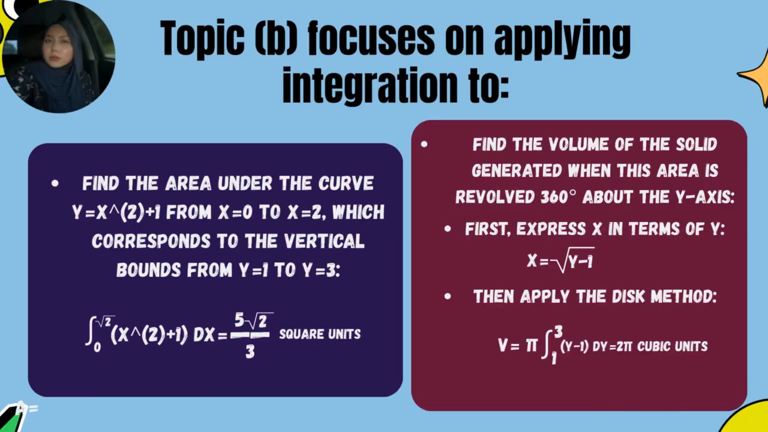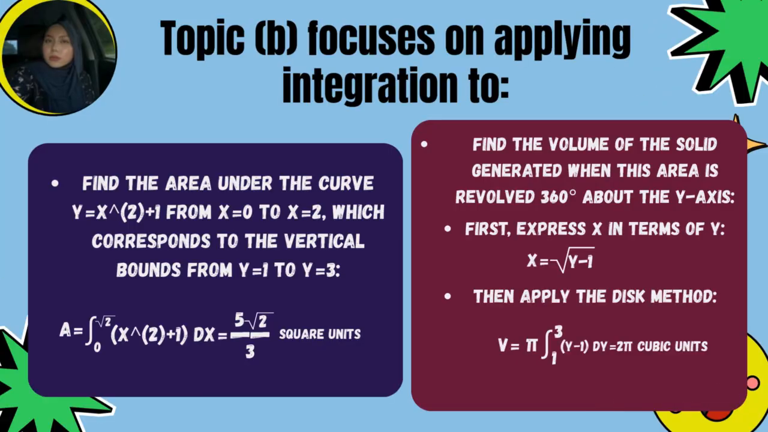Subsequently, topic B focused on applying integration to find the area under the curve y equals x squared plus 1 from x equals 0 to x equals 2, which corresponds to the vertical bounds from y equals 1 to y equals 3. There's an example equation to find the area under the curve.